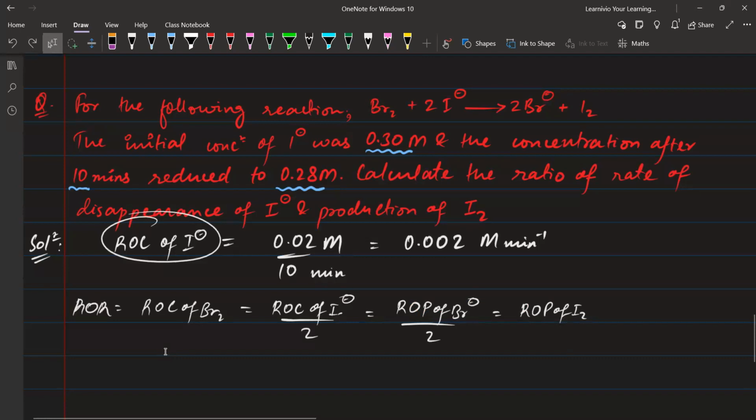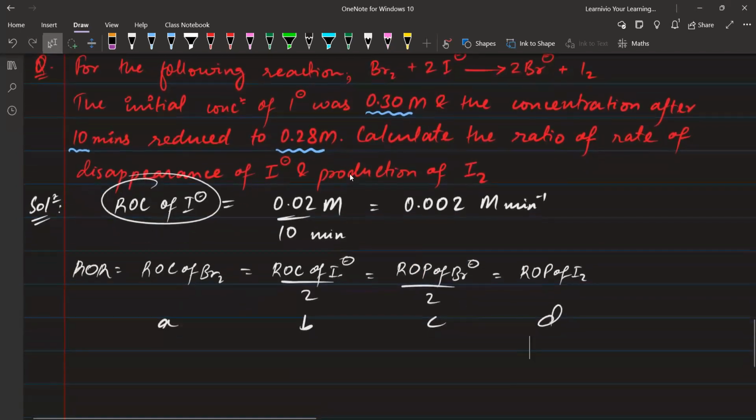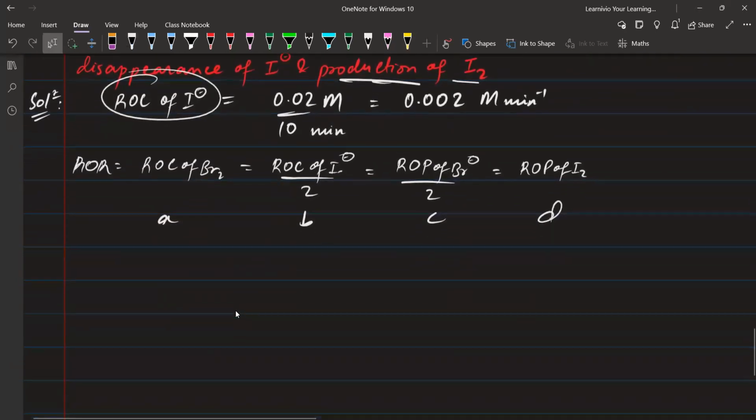Yes. Now tell me, A equation, B expression, C expression and D expression. What are the two expressions we have to use in order to get the rate of consumption of I negative and rate of production of I2? Which two? B and D, right? Make sense? Zaina, yes sir. Maimuna? Yes, sir.